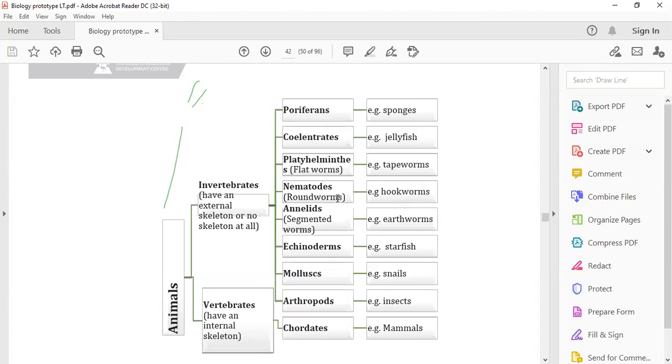Then we have phylum Annelida, or what we call the annelids. The earthworm belongs to this phylum of Annelida, where the worms are segmented. We call them the phylum of segmented worms. And here we have the earthworms, we have the leech.